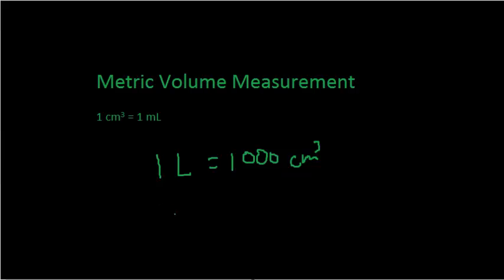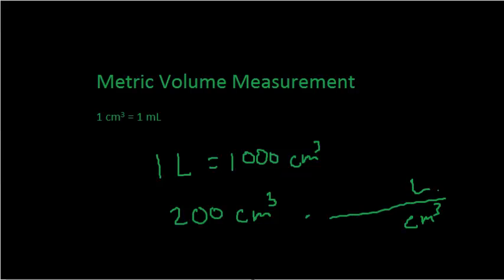So say I had 200 cubic centimeters, and I want to convert this now into liters. I can multiply this, again, by that ratio, centimeters cubed on bottom, my liters on top, 1 liter to 1,000 cubic centimeters. I multiply these together, and I get 0.2 with my new unit of liters.